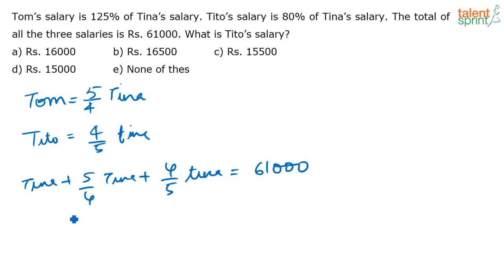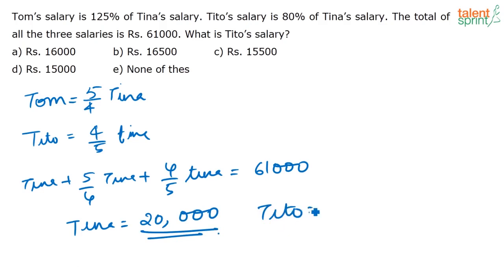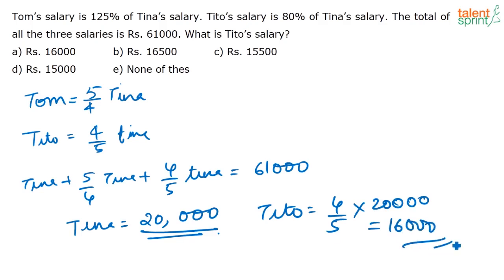From this, what do we get? We can solve for the salary of Tina. If you take the LCM, you can do it by LCM or just add the fractions: 1 plus 5 by 4 plus 4 by 5. So you get Tina's salary as 20,000. So if Tina's salary is 20,000, what is going to be Tito's salary? Tito's salary is equal to 4 by 5 of 20,000, correct? That is equal to 16,000.